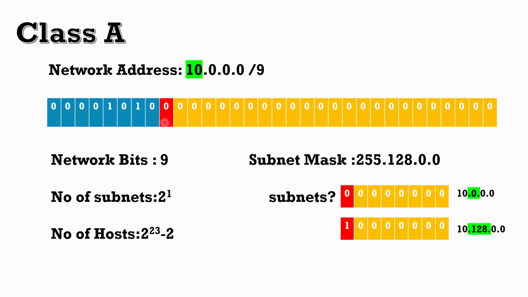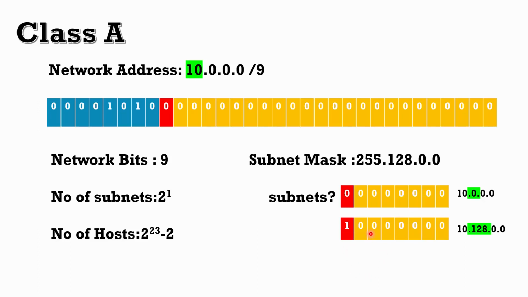So if I have 1 bit, that means I can have 2 bit patterns for that. That means if I have 0 for this bit, I have 1 pattern, and if I have 1 for this bit, I have another pattern. That's what I have mentioned here. Here if I have 0, I have value 0, and if I have 1, I have value 128 for the second octet.